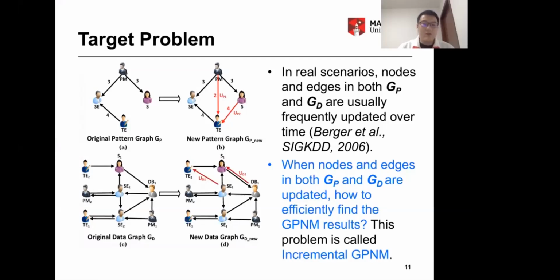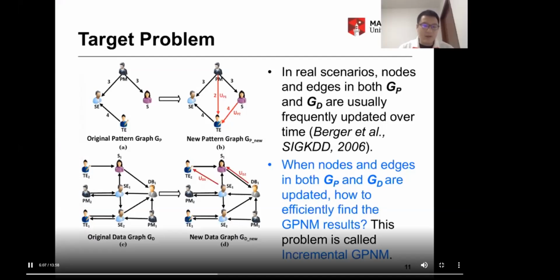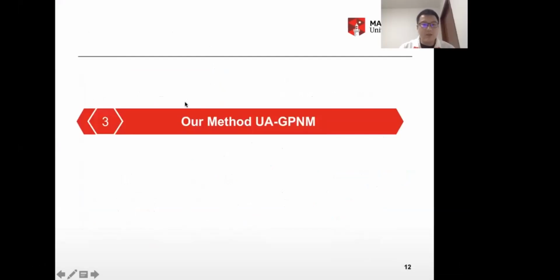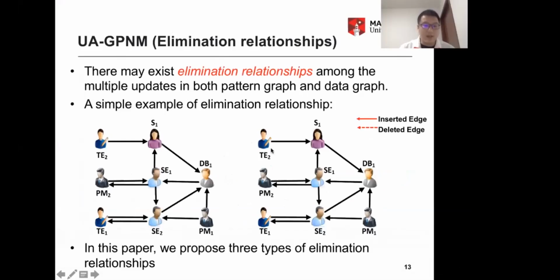When nodes and edges in both pattern graph and data graph are updated, how do we efficiently find the GPNM results? This problem is called incremental GPNM. To deal with this problem, we proposed a new efficient method, which is called UA-GPNM. Next we introduce the UA-GPNM.